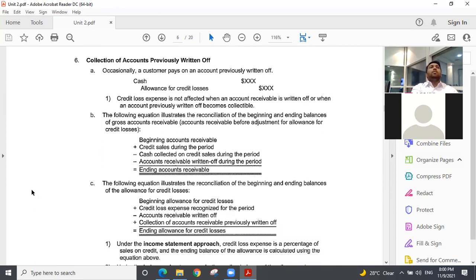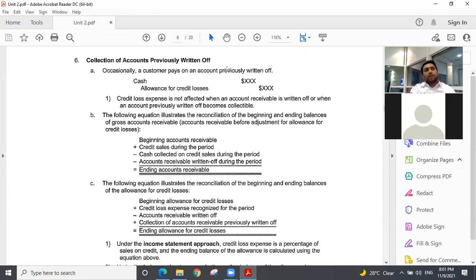Now, what happens when one of your customers, whom you thought became bankrupt, will not pay you? You write it off, right? When you write off, your entry is allowance for credit losses account up to AR. You removed him from the AR account. But what happens later on? He came and paid. So what do we do? We will receive cash and we will credit that amount to the allowance for credit losses. Clear?